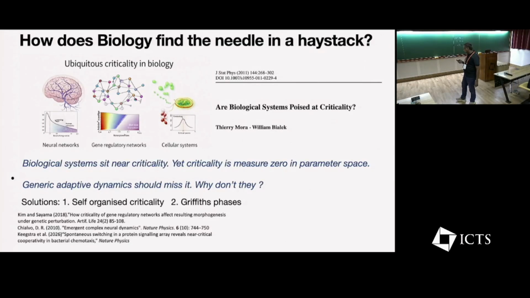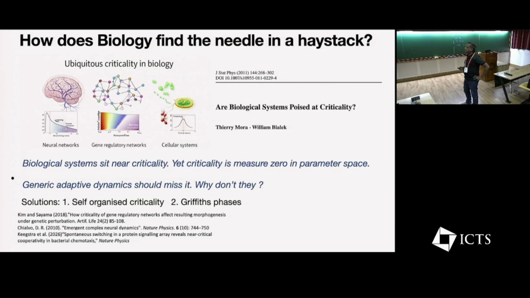So here's the puzzle. Criticality is pretty much ubiquitous in biology. You find it in the brain, at least there is a lot of evidence for that. You find it in gene regulatory networks, you find it in cellular systems, and it's all over the place in biology. William Bialek actually started this question.